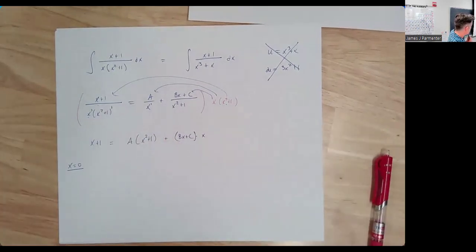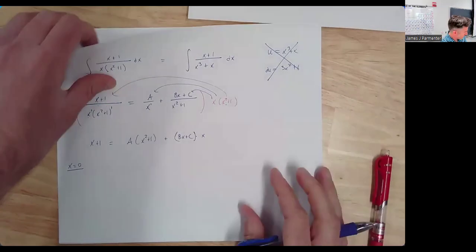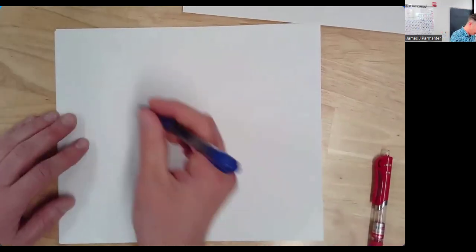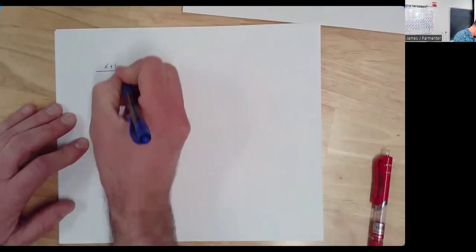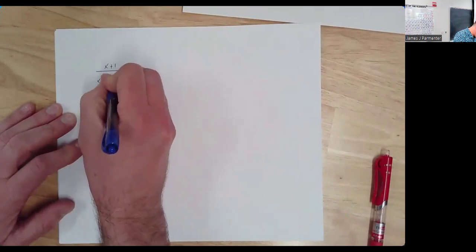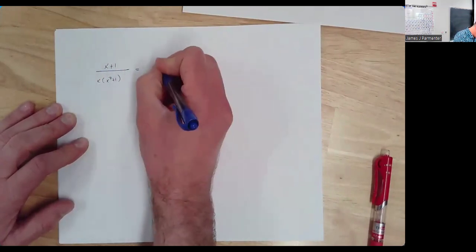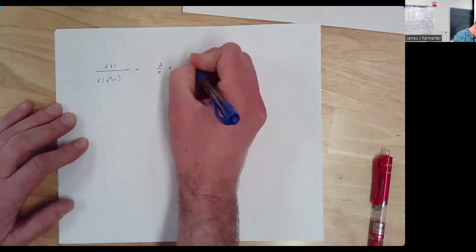Bx plus c, why don't you just do bx over x plus c? Because it won't work. Let me show you why. I was hoping someone would ask that question. So let's say we try doing this: x plus 1 over x times x squared plus 1 equals a over x plus bx.